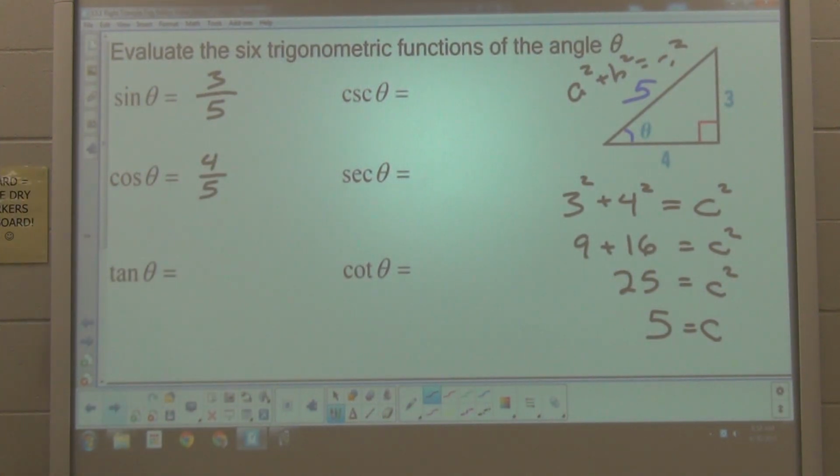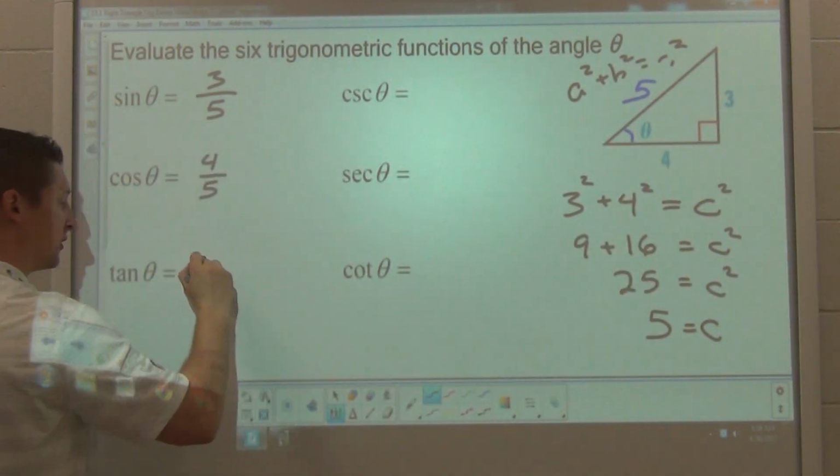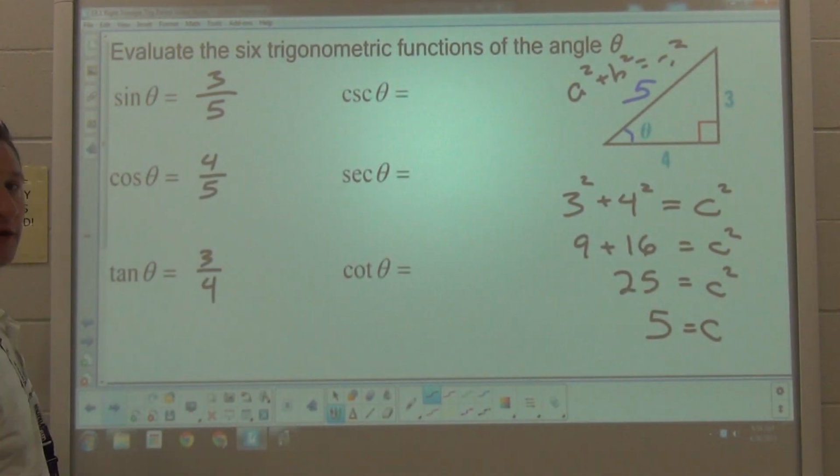Tangent is TOA in SOHCAHTOA. So we're looking at the opposite side over the adjacent side. Opposite side is 3. Adjacent side is 4. 3/4 would be our value.